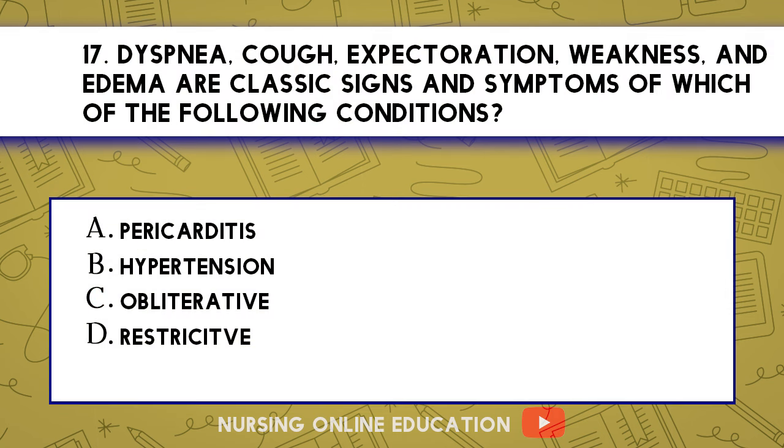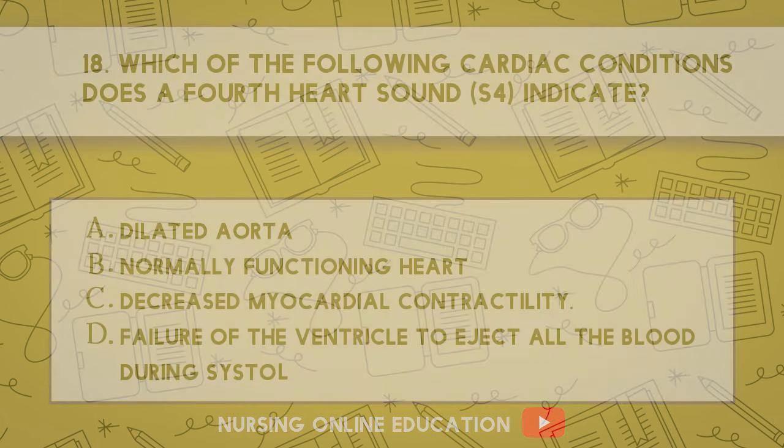17. Dyspnea, cough, expectoration, weakness, and edema are classic signs and symptoms of which of the following conditions? A. Pericarditis. B. Hypertension. C. Obliterative. D. Restrictive. The answer is restrictive.